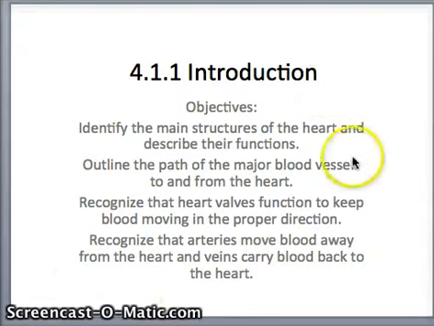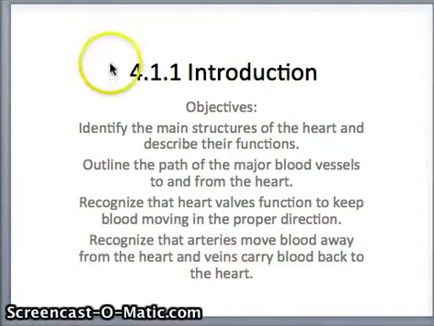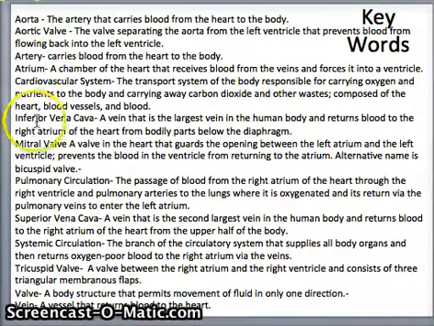So the first thing you're going to have to do is know the structure of the heart. So that's what we're going to focus on in this section. Today, you're going to start on looking at the structure of the heart, and then the next activity, you're actually going to do a dissection of the heart to further look at the structure of the heart. So this is our key vocabulary. As you can see, it is a lot of it. You need to know basically all the different structures of the heart and what they do.